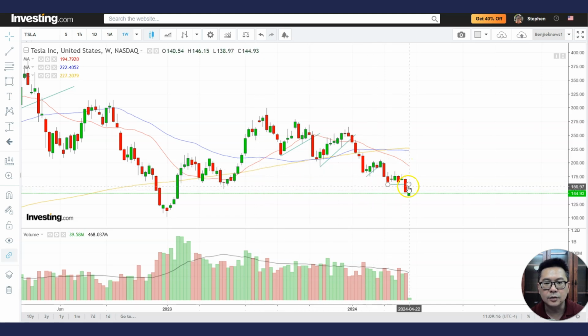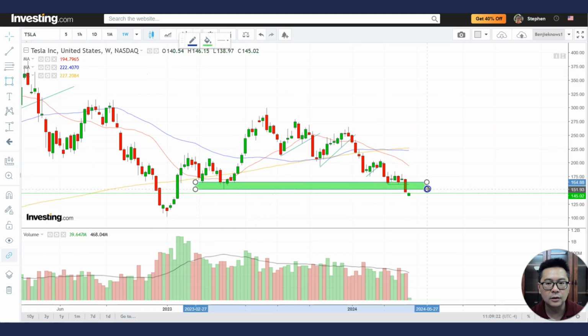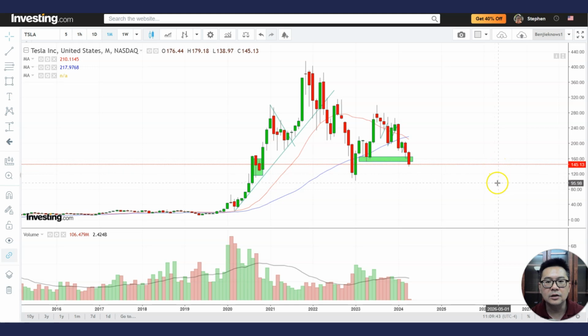And since it has broken below this support level, let me just draw this support level, the previous low here. It has broken below this support level, hence the next area will be these lows here, right? This area will be a resistance area. Support once broken becomes a new resistance area, and that is why it's not a good idea to long this stock at this moment.